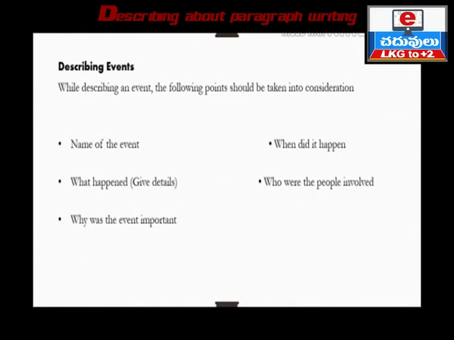Describing events. While describing an event, the following points should be taken into consideration. The name of the event and when did it happen, what happened, give details about the event, who were the people involved, why was the event important. Give complete details so that the reader can understand what exactly the event was about.